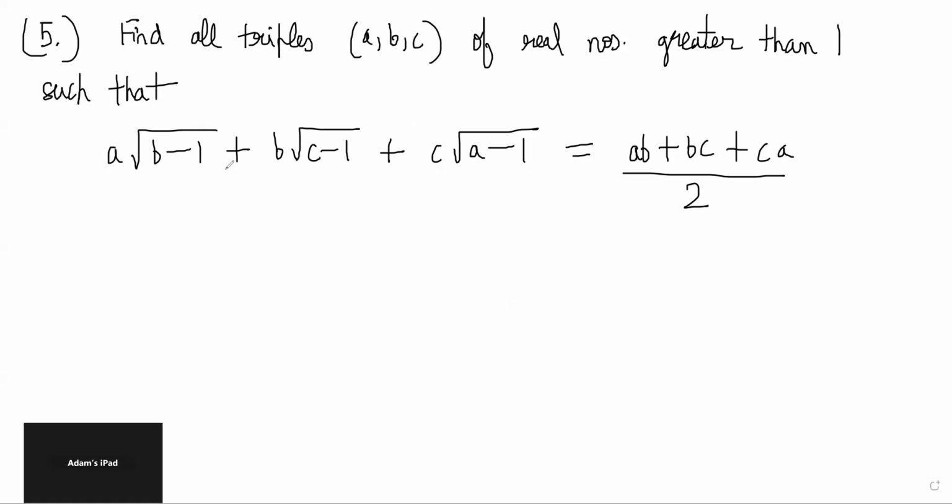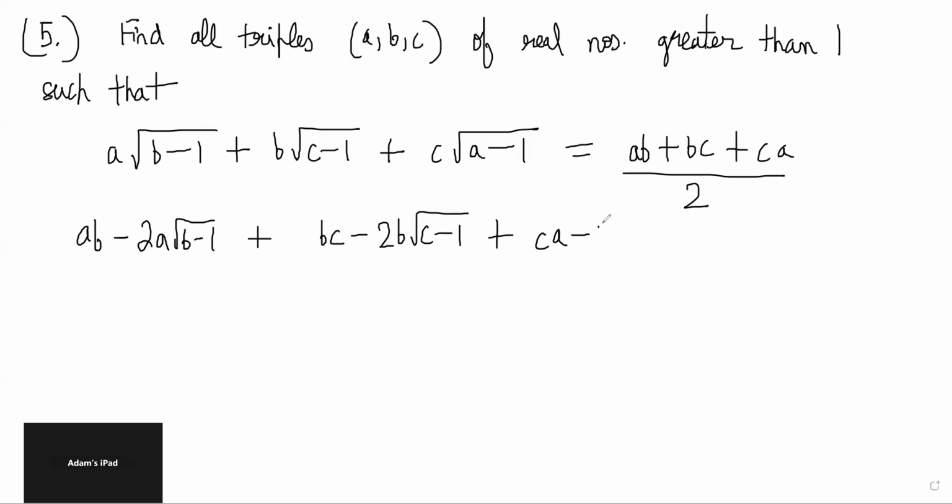First step would be to multiply by 2 and bring it all on one side. So you can say AB minus 2A root over B minus 1 plus BC minus 2B root over C minus 1 plus CA minus 2C root over A minus 1 equals 0, right? Oh, yes. What should we do now here?